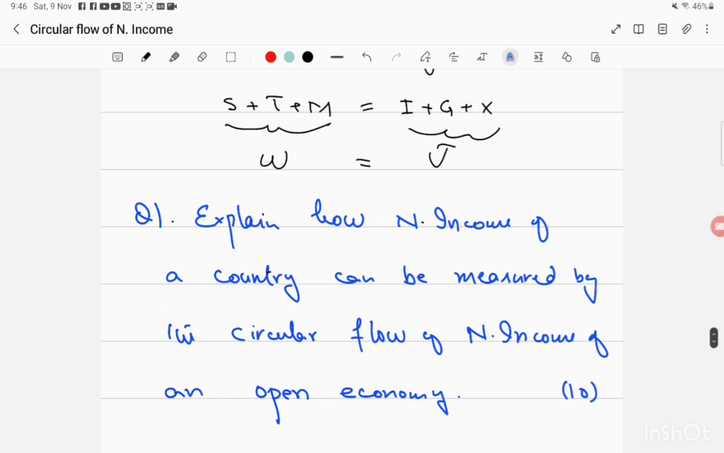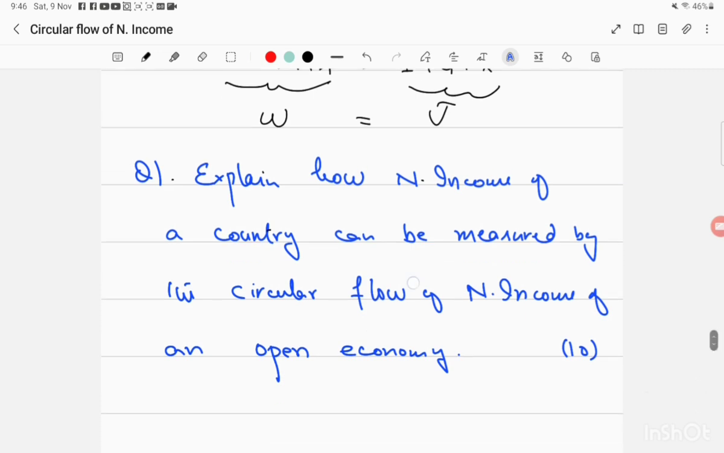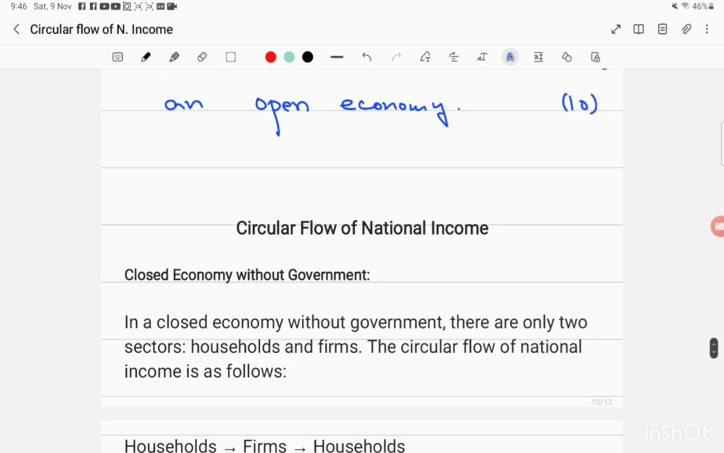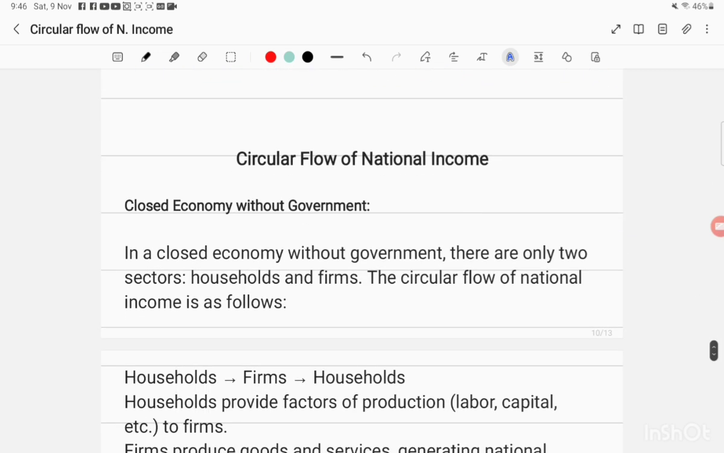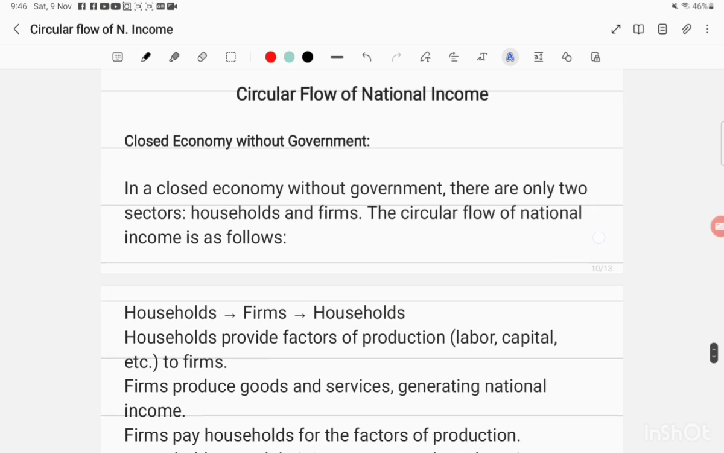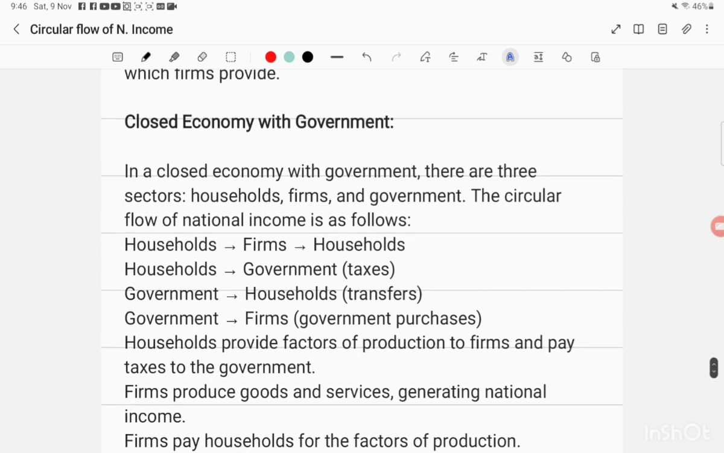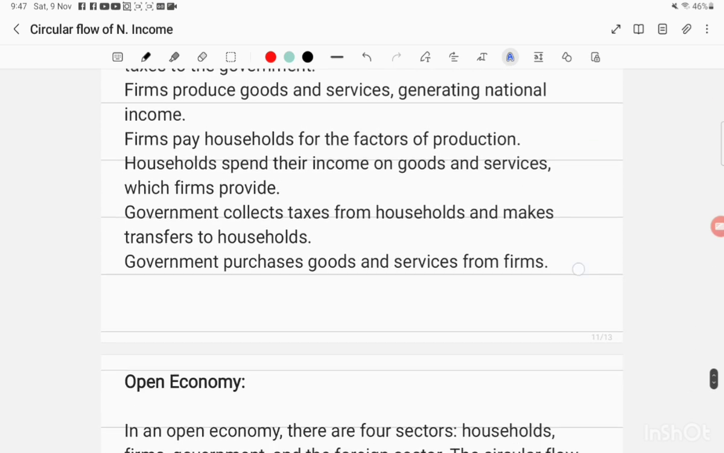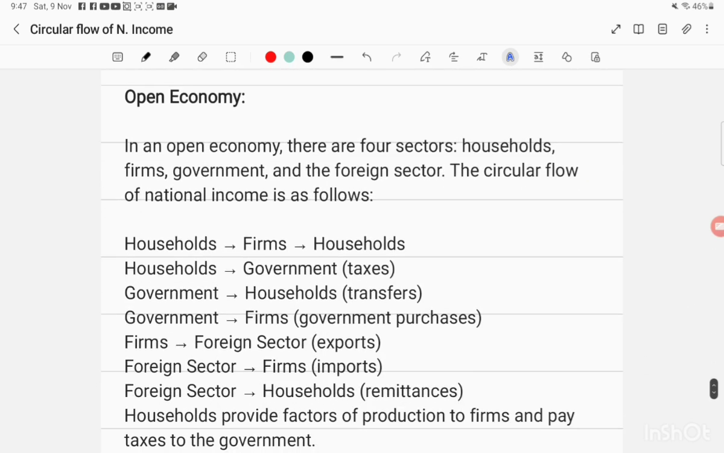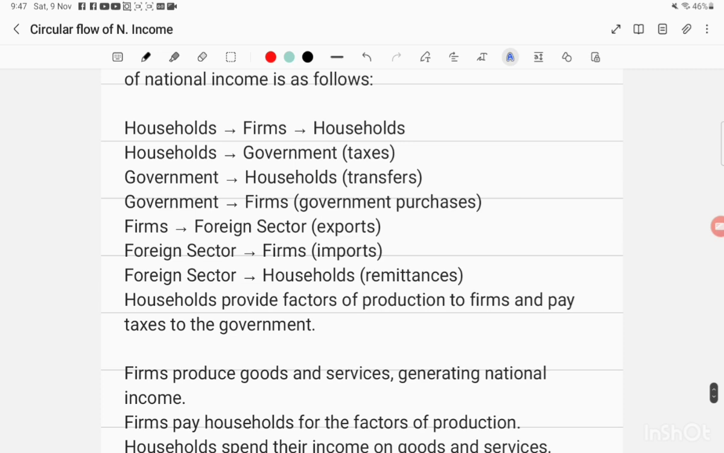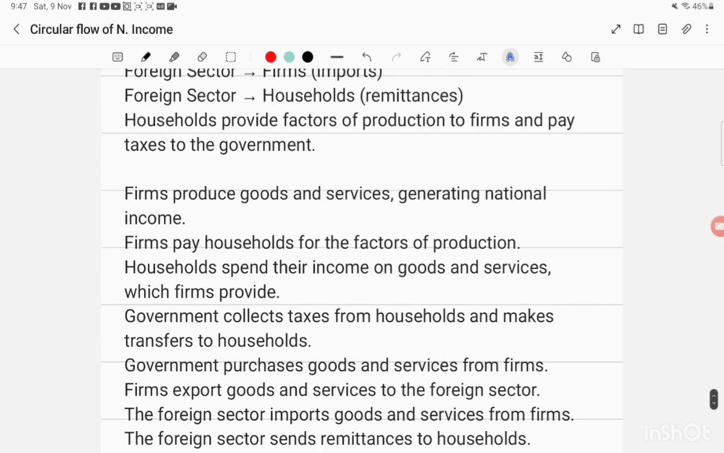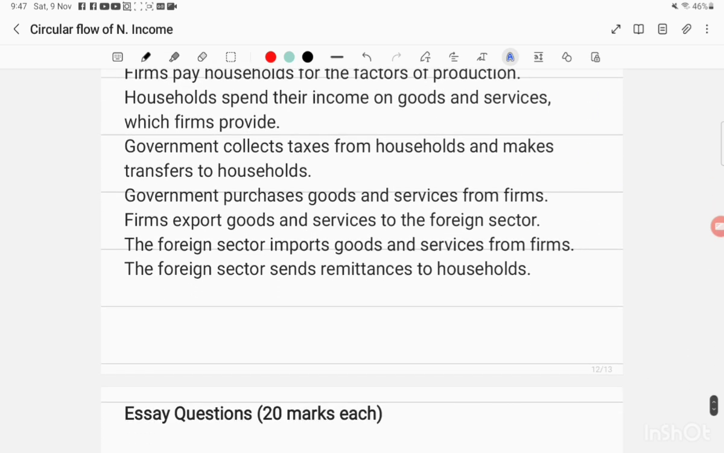So here is a question for you. Explain how the national income of a country can be measured by the circular flow of national income of an open economy. In the download form of our note, we have the circular flow of national income: closed economy without government, closed economy with the government, and then the open economy, which has four sectors. So what are they going to do and how is it actually working?